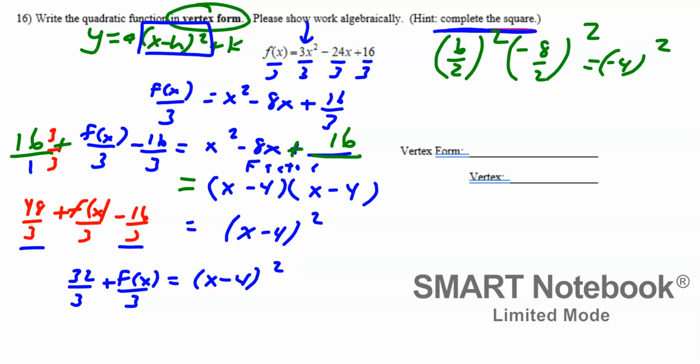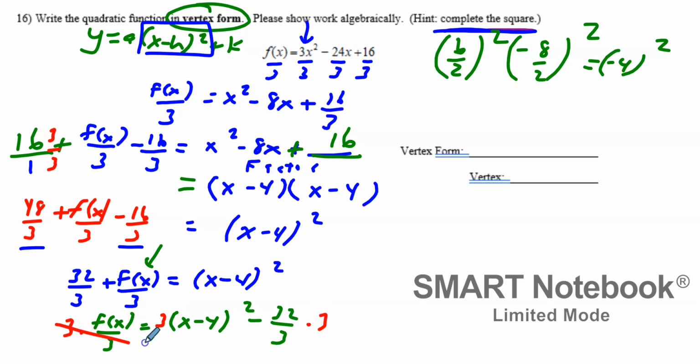Our goal at this point is to get this into y equals, so we want to resolve for f of x. So let's move the 32 thirds back to the other side. So we have f of x over 3 equals x minus 4 squared minus 32 thirds. Then I need to multiply everything, and I mean every piece, by 3. 3's cross out here, 3's cross out here, it does not here. So my final answer, which I'll write in the blank here, is f of x equals 3 times x minus 4 squared minus 32. So this is your answer in vertex form.